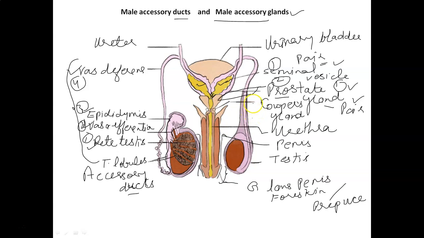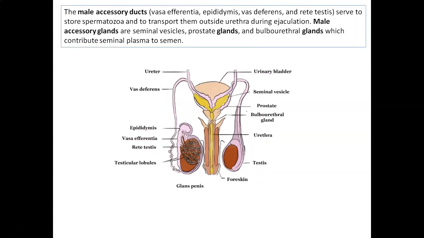So all these functions are done by the secretions from these accessory glands. Now one by one we will see the functions of these male accessory glands. So now it is clear for you what the difference is between male accessory ducts and male accessory glands, right?